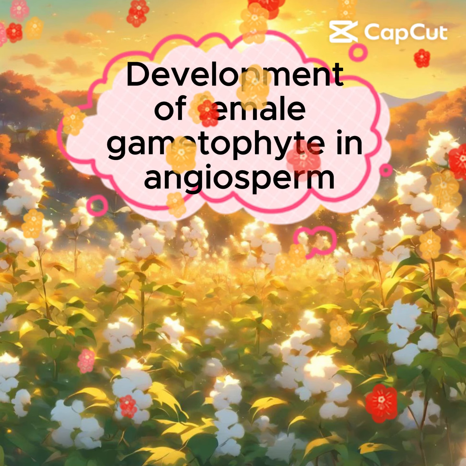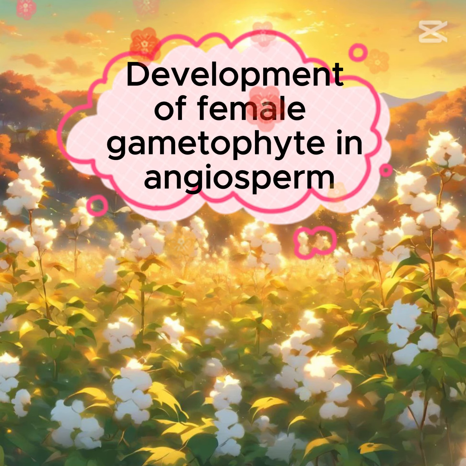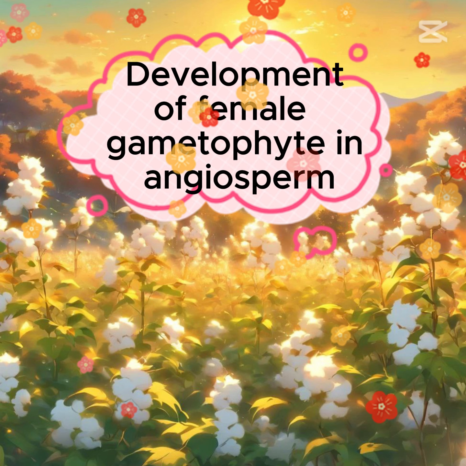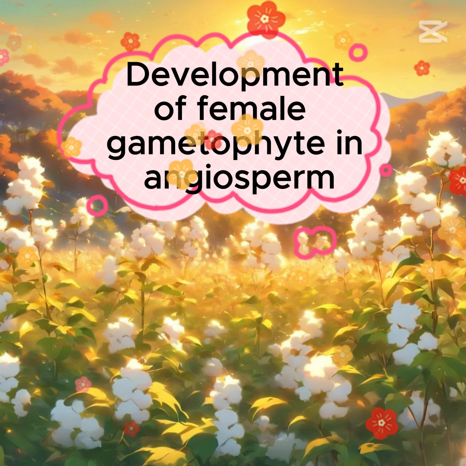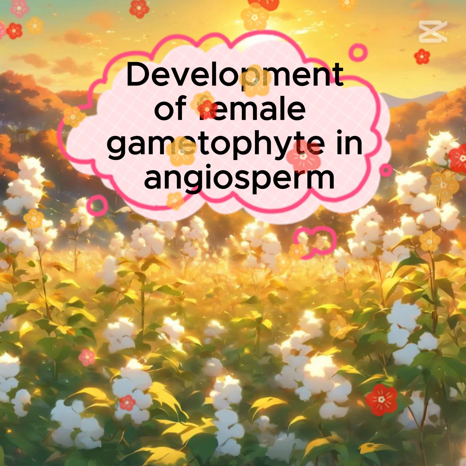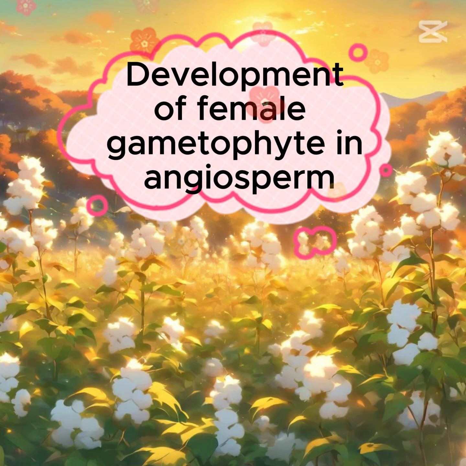Good afternoon, everyone. Angiosperms, or flowering plants, showcase one of nature's most remarkable processes, the development of gametophytes. Today, we will focus on the female gametophyte, exploring how this intricate structure ensures the reproduction and survival of these plants. Let's begin by briefly understanding their life cycle, which alternates between the diploid sporophyte and haploid gametophyte generations.